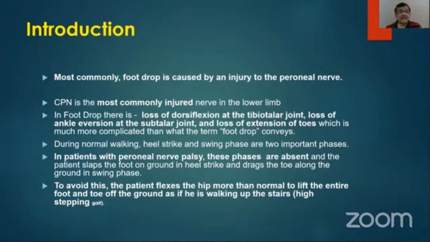The gait cycle contains two most important phases, that is heel strike and swing phase. These two phases are disturbed in foot drop. So in this case, the patient slaps the foot on the ground in heel strike and he drags the toes along the ground in swing phase. To avoid this, the patient flexes the hip more than normal to lift the entire foot and the toes off the ground, as if he is walking up the stairs. So it is called a high stepping gait.